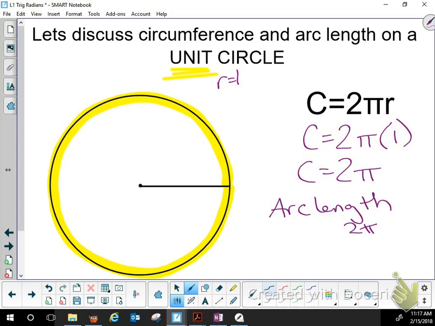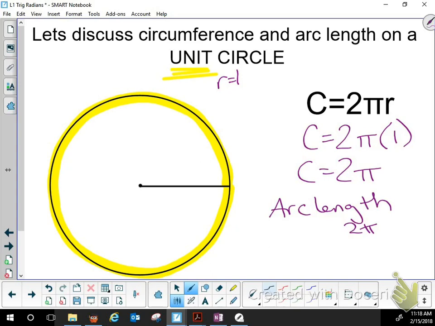Is it only a unit circle? Correct. Later today, we will find the formula for arc length of any circle. Right now, just the distance around, that is the circumference of this circle. So circumference in this case equals arc length. Everybody's okay for right now?